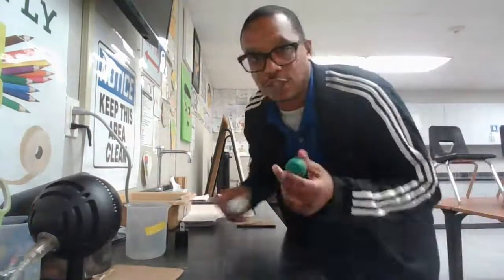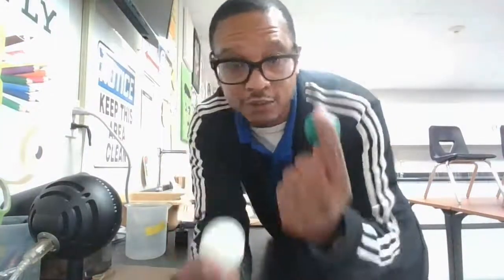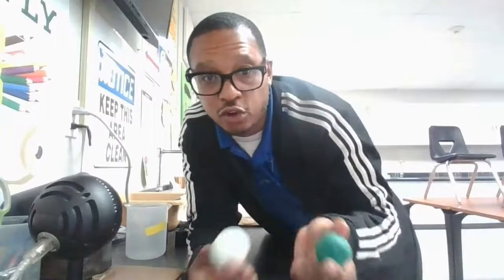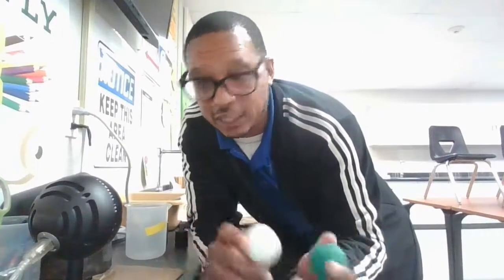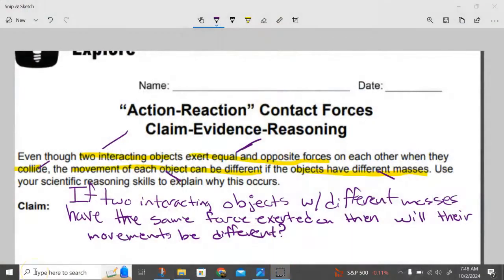Yeah, it seems like there's a difference in movement. So it seems like when you're applying the same amount of force to two objects that have different masses, their reaction or their movement based on the exerted force seems to be different. Again, I just wanted to walk through some pieces of evidence so you can think about how you should be thinking about this. So at this point, hopefully you've got at least two pieces of evidence. You got your claim, you got your question, and then go ahead and start writing your paragraph.